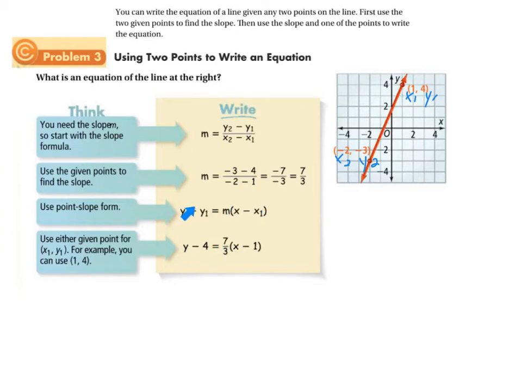And then what do we use for x1 and y1? Well, we can just use this first point, but either point would work. So we say for x1, we put it there, the 1, y1, we put the 4 there, and that becomes the equation of our line.